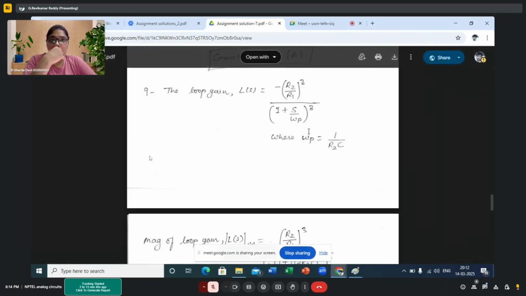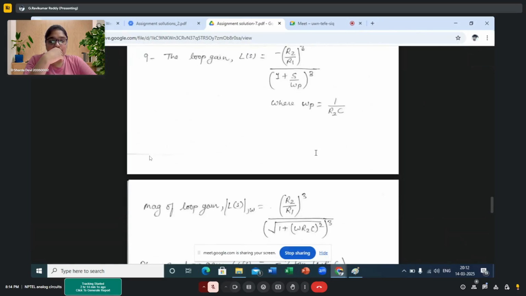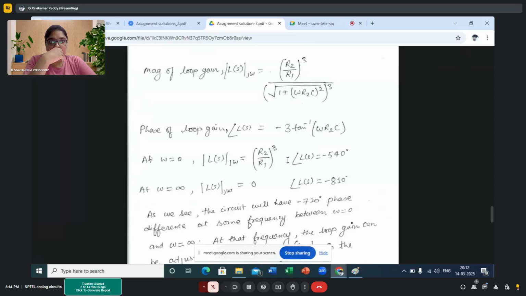Here also three poles are there, right, madam? Yes, in the sixth question also we have three poles. Those three poles are at the same position because the same RC values are there. And in this case also three poles are there, but they are located at different places. So here they have written the phase angle as minus 540.